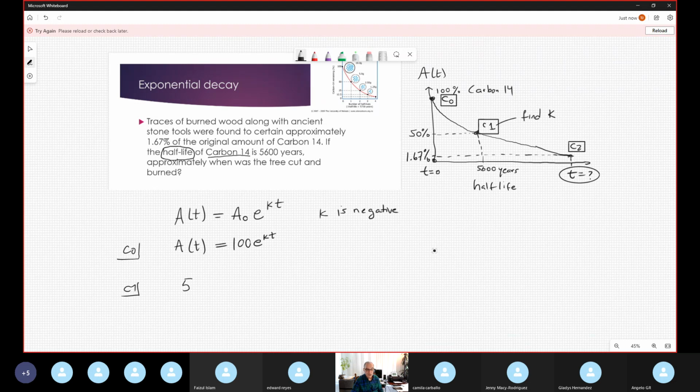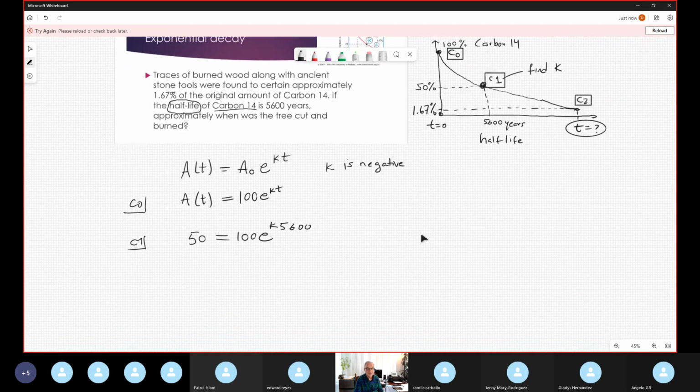Condition 1 is 50%. In condition 1, we have a half of the carbon-14 isotope, 100, e to the k, and the time is 5,600 years. And the only unknown I have in my problem is k. You divide by 100 both sides, 50 divided by 100. It's obvious it's 1/2. It's logical because it's a half-life. Equal e to the k times 5,600.